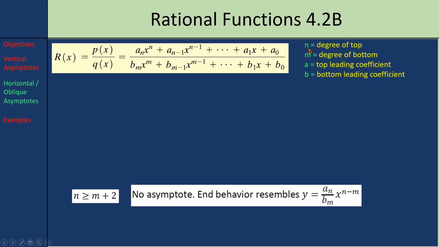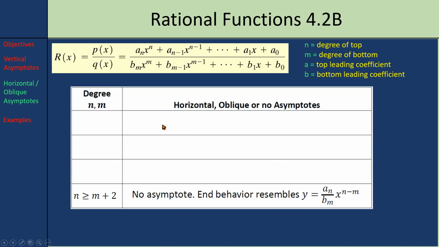What we have is n. We're going to say n is the degree of the top, which is the largest exponent on top. m is the largest exponent at the bottom, the degree. a is the leading coefficient on top. b is the leading coefficient at the bottom. And here are the rules.